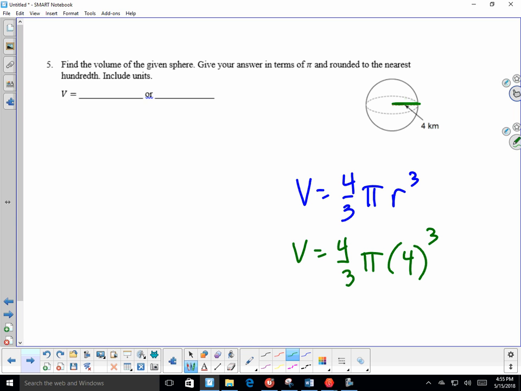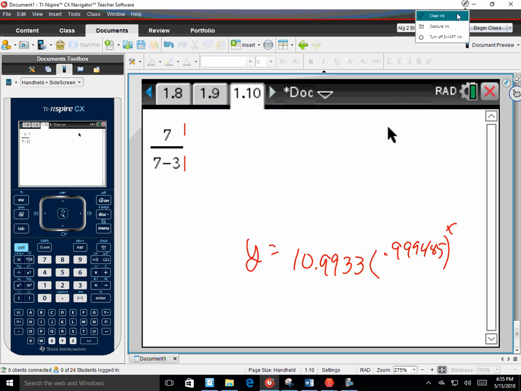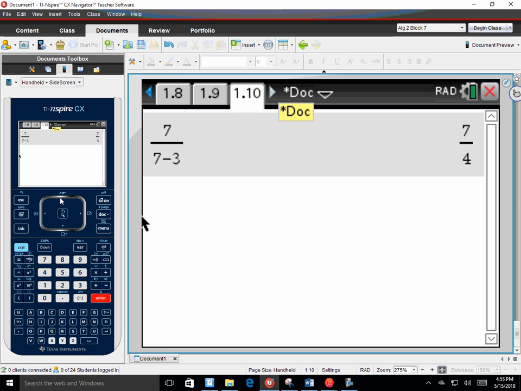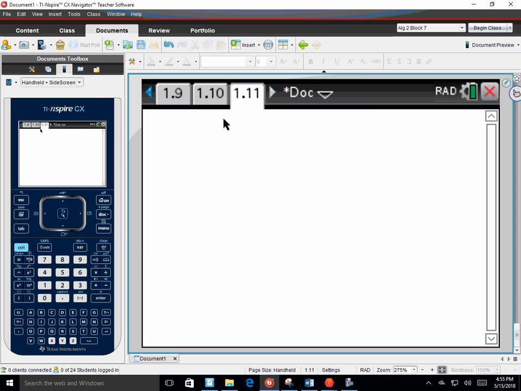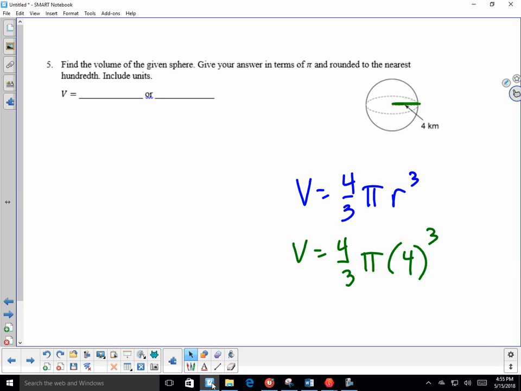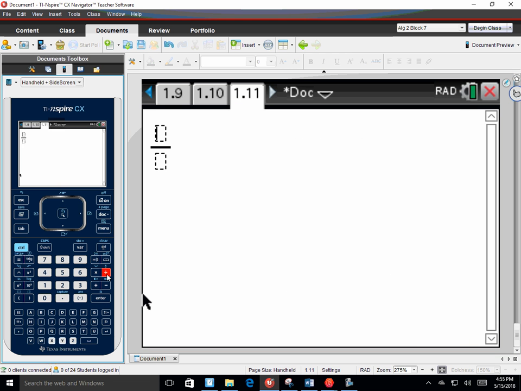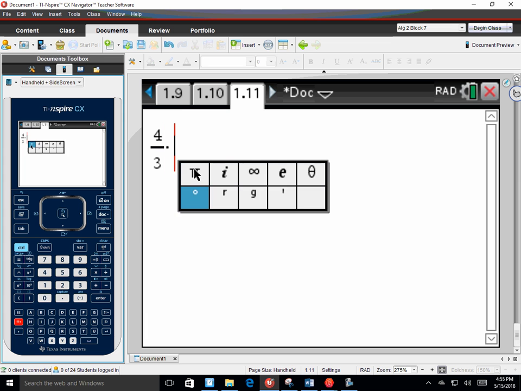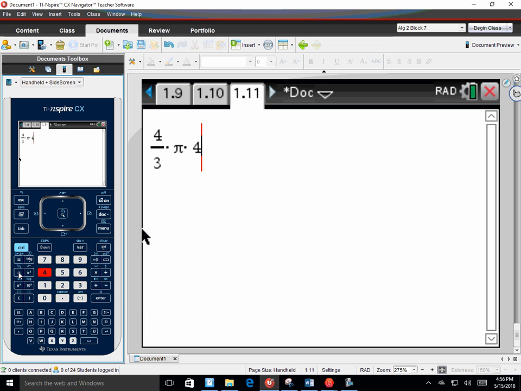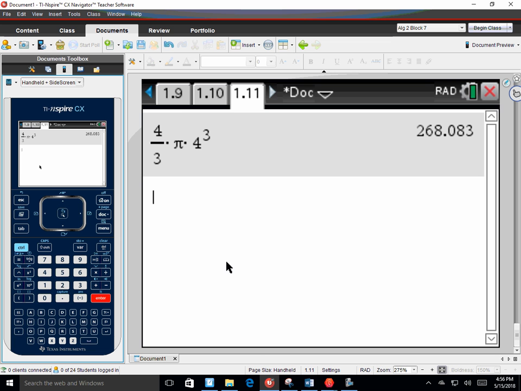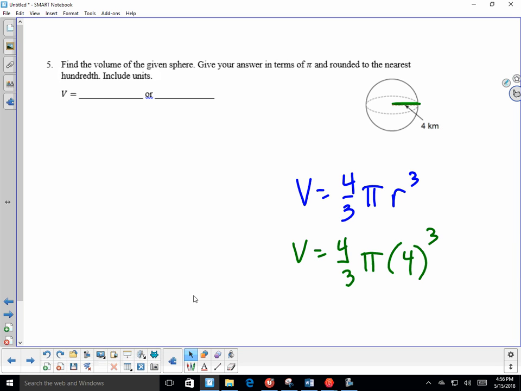And we're working this out on our calculator. Do I have my calculator open? I do. So if I want to do this on my calculator, I want to do 4/3 times pi times 4 cubed, 4 raised to the 3rd power. My approximate answer would be 268.1, and that would be cubic kilometers for our volume.